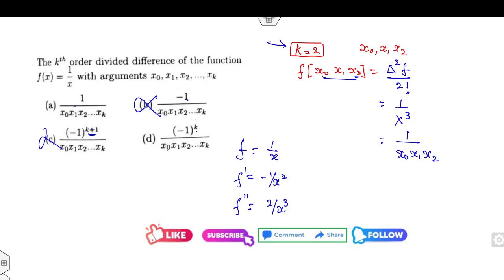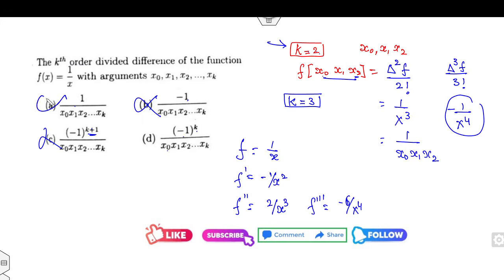Fine. Then how can you discard the option? I can simply choose k equal to 3. Then what will be my third derivative? Minus 6 over x raised to power 4. Then del cube over 3 factorial. It is minus 1 over x raised to power 4. So you can see it's a positive, cancel. The only option is D, my right answer of this problem.